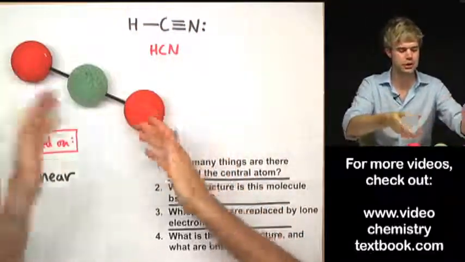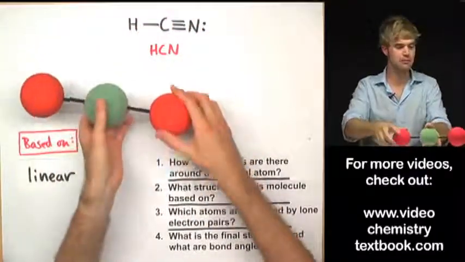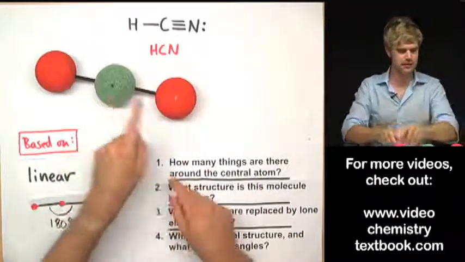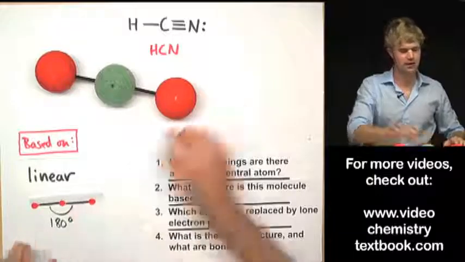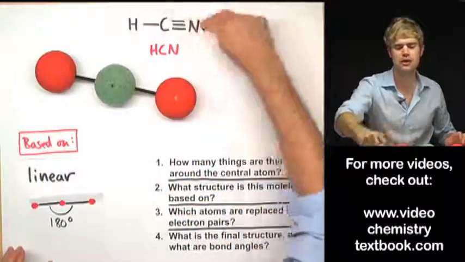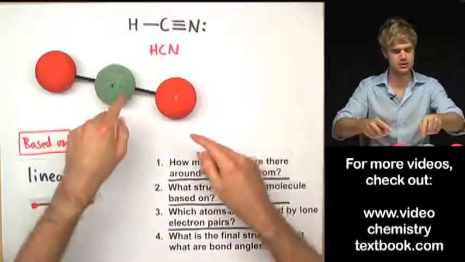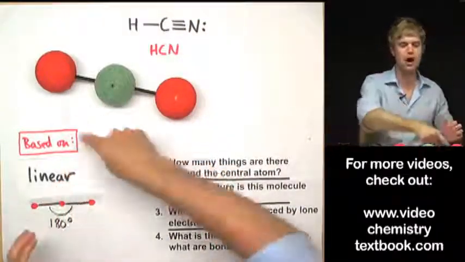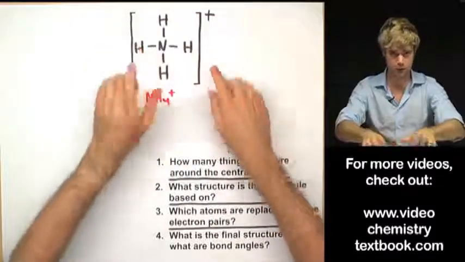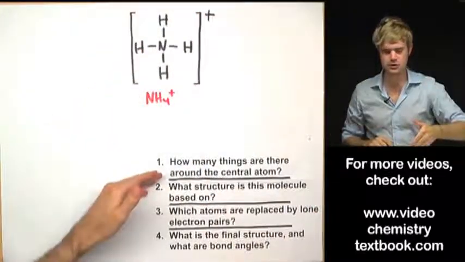So that means that the final shape is going to be this linear shape. And since we're calling it linear, these 3 atoms are in a line, which means we're going to have 180 degrees between these two angles. So if you have two atoms, two bonds surrounding a central atom, you get a linear shape, 180 degrees between the atoms. NH4 1+. How many things around the central atom?